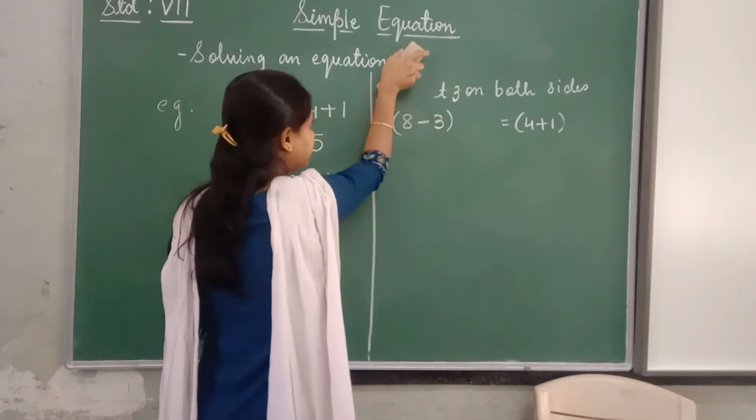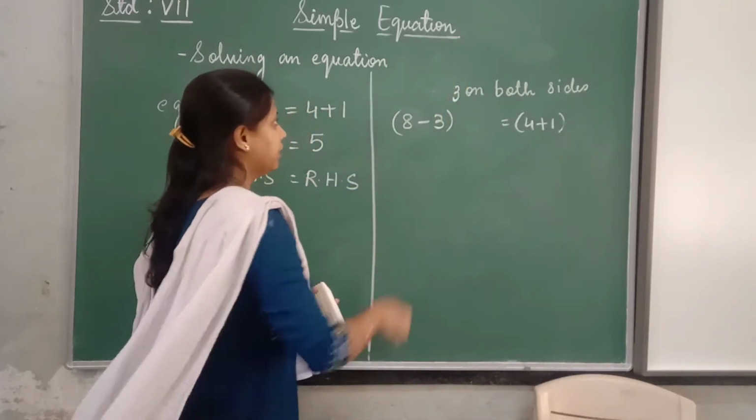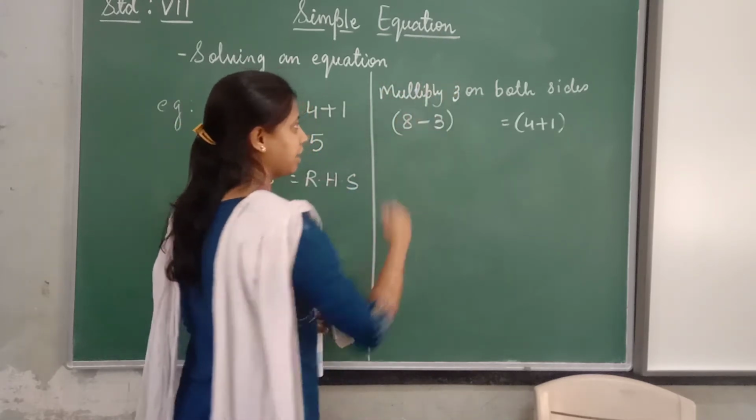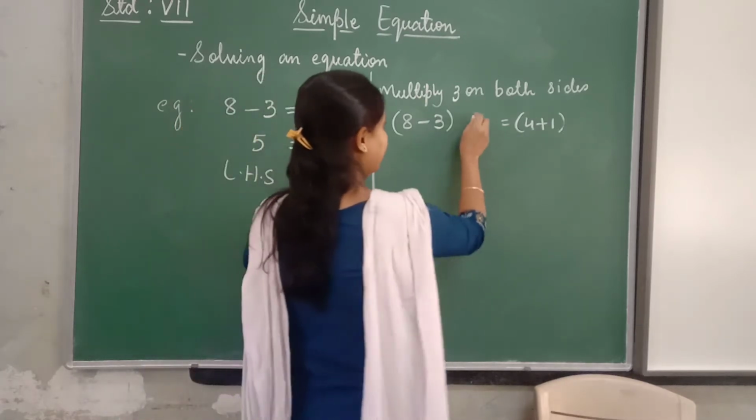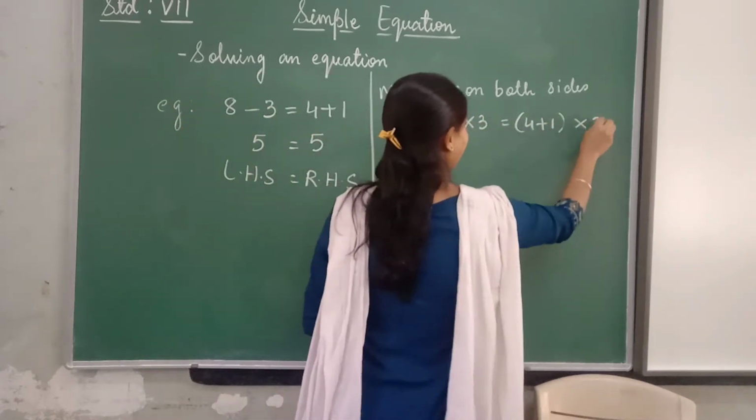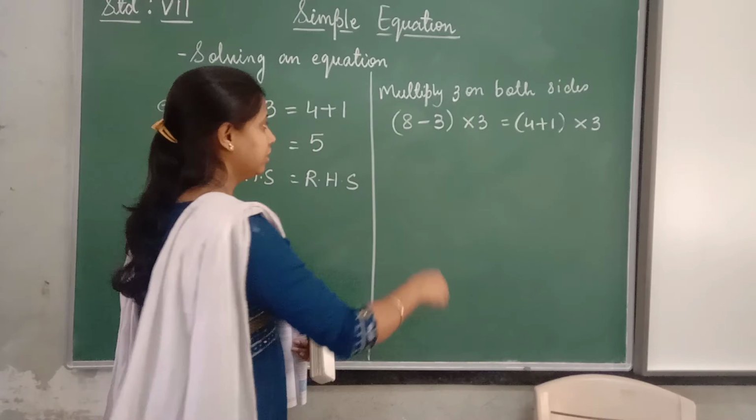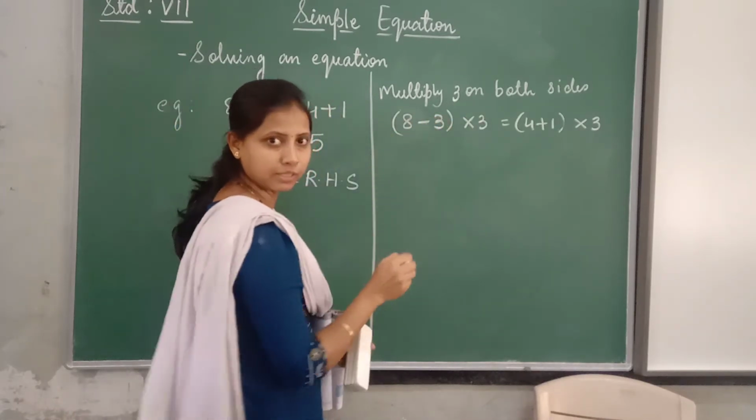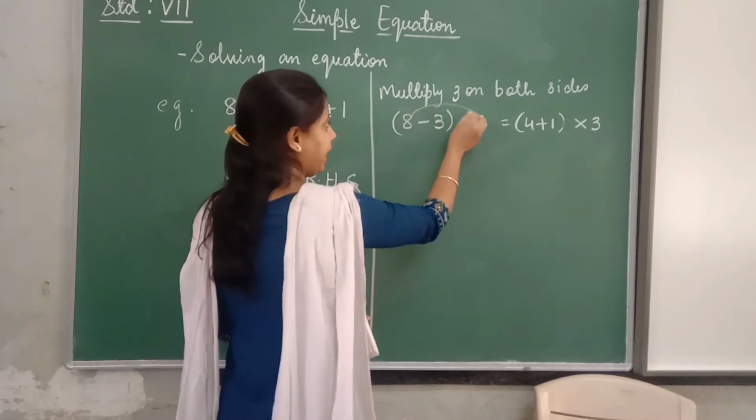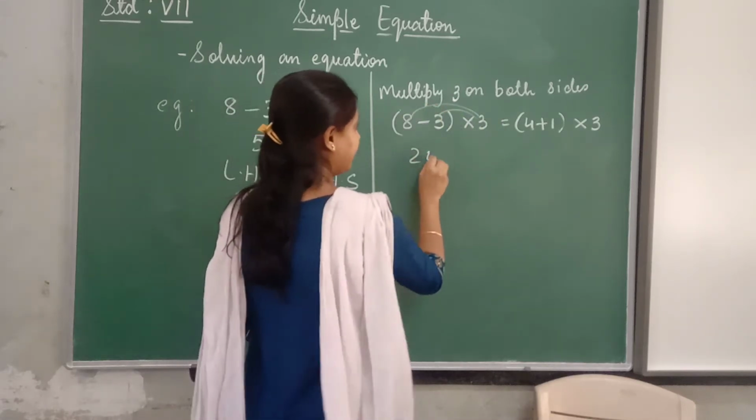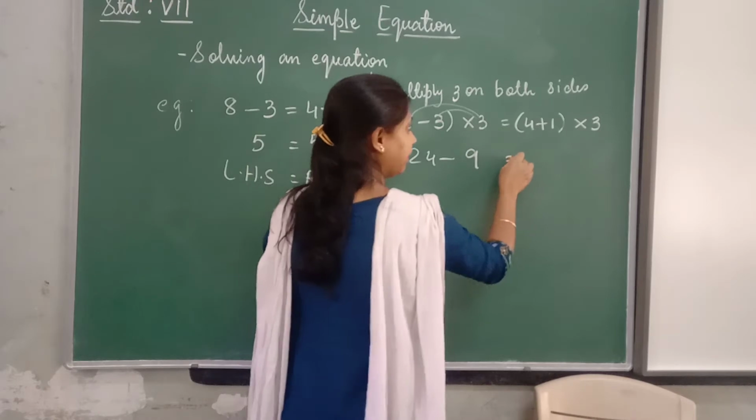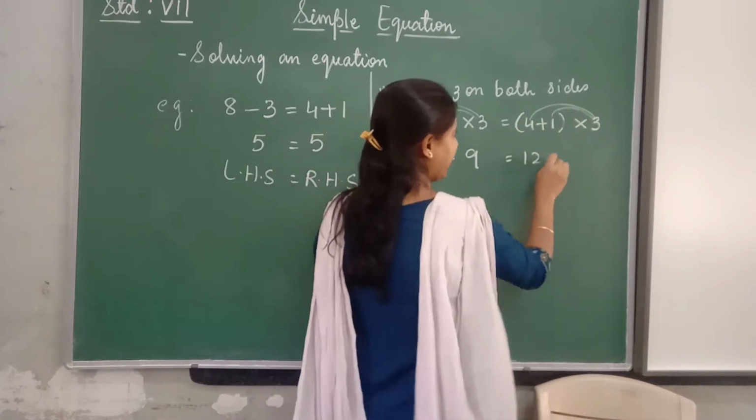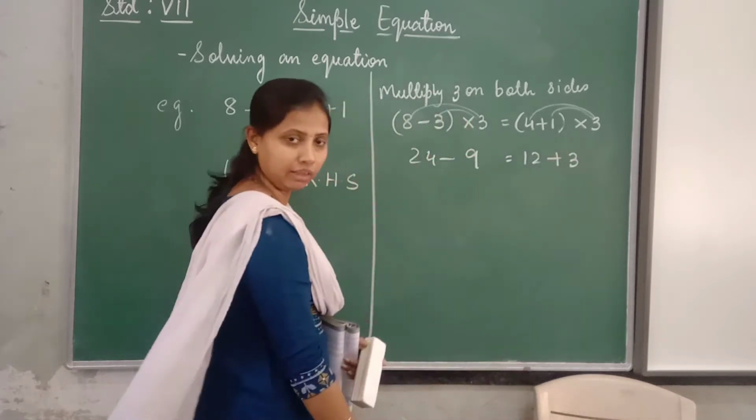Now I will multiply. Okay, let's multiply. The same number you can take. Multiply 3 on both the sides. Into 3. So multiply 3 means now you can multiply to both the numbers. 3 into 8, 3 into 3. 3 8s are 24, minus 3 3s are 9. Then 3 you have to multiply to 4, then to 1. 3 4s are 12 plus 3 1s are 3.